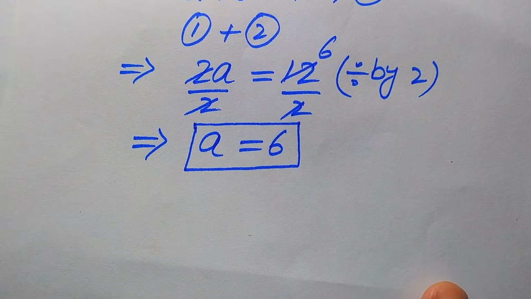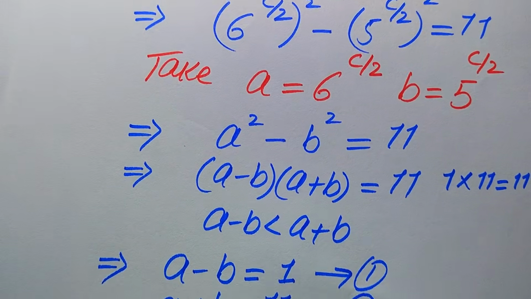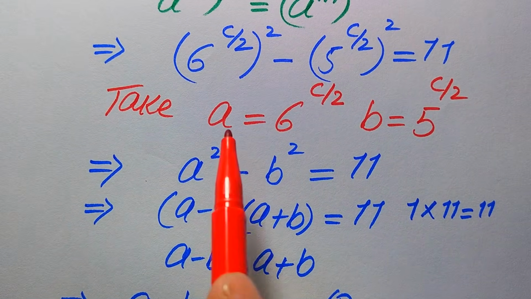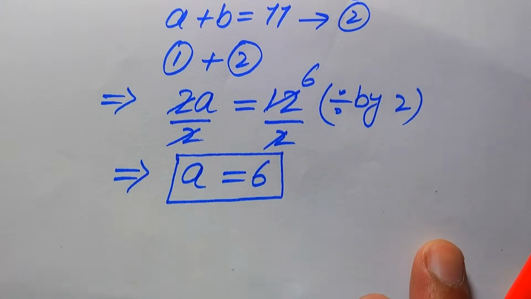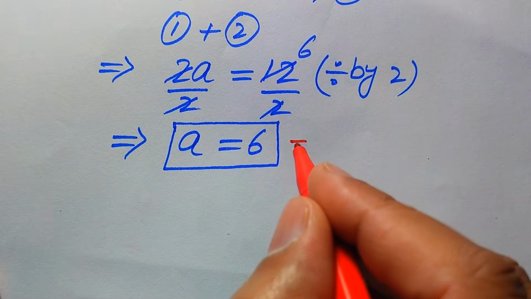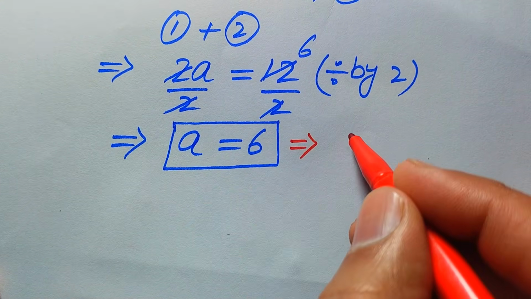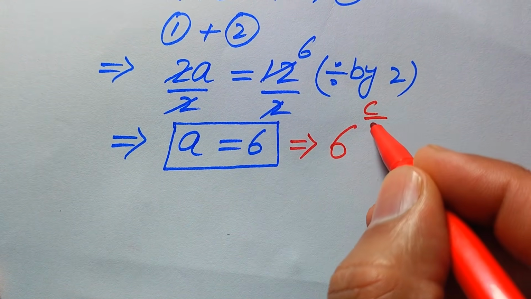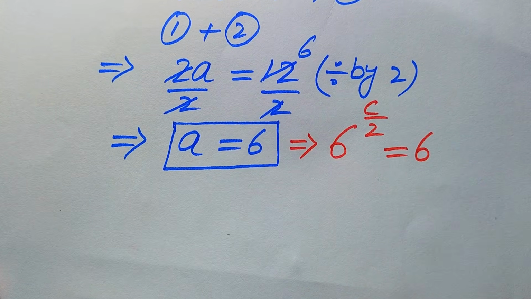Okay, so here our target is to find the value of c, so for this we back substitute the value of a. In the start of the problem we took a is equal to 6 to the power of c over 2. We back substitute this value of a here, and this a equal to 6 implies that when you put the value of a, it becomes 6 to the power of c over 2 is equal to 6 only.